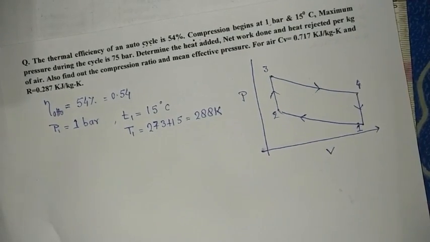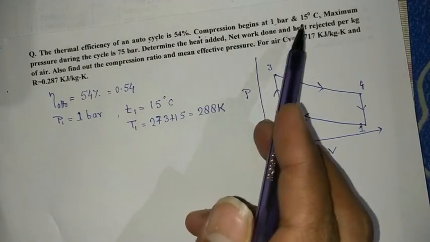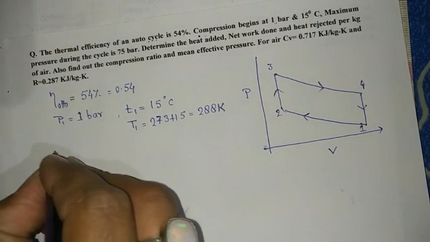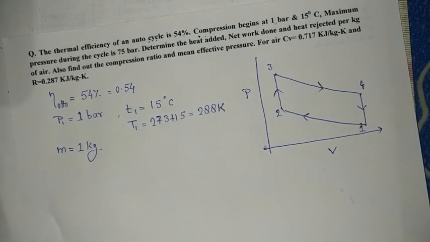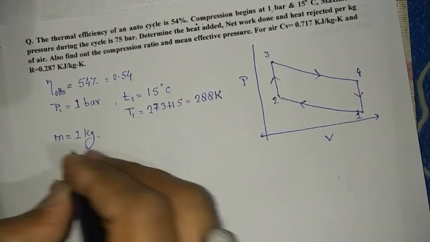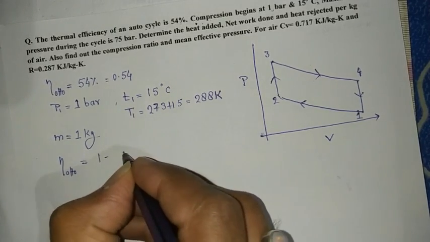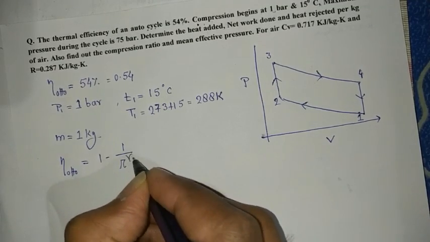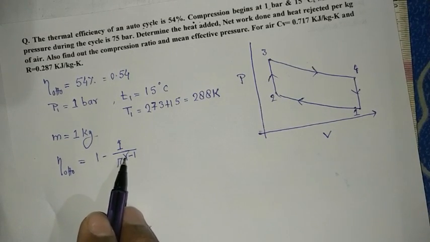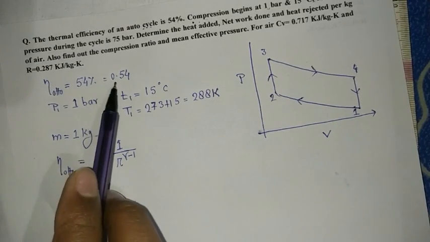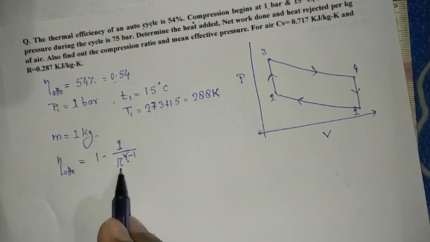Okay, so we have to find out the heat added, net work done, heat rejected per kg of air. So the mass of the air is equal to 1 kg. Then compression ratio, mean effective pressure. So we know that the efficiency of an Otto cycle is equal to 1 minus 1 over r to the power gamma minus 1. Now we know the value of the efficiency, it's 0.54. If we know the value of gamma, then we can find out the compression ratio.